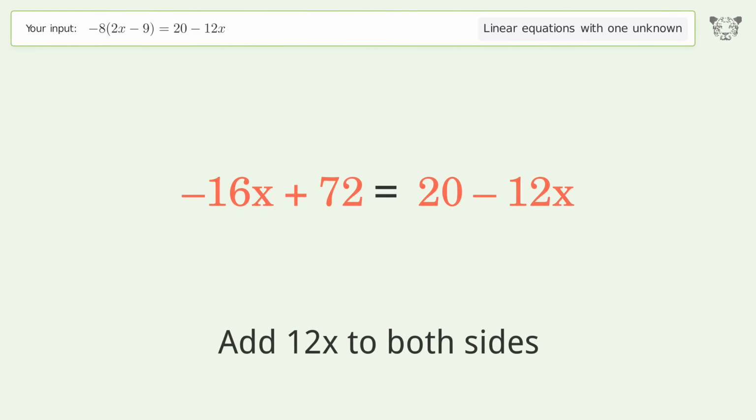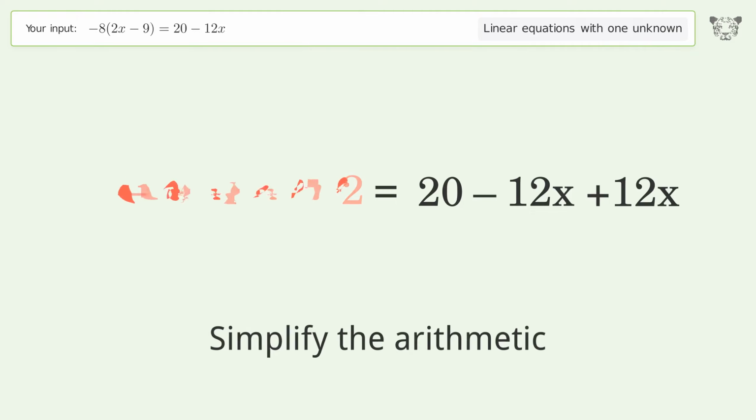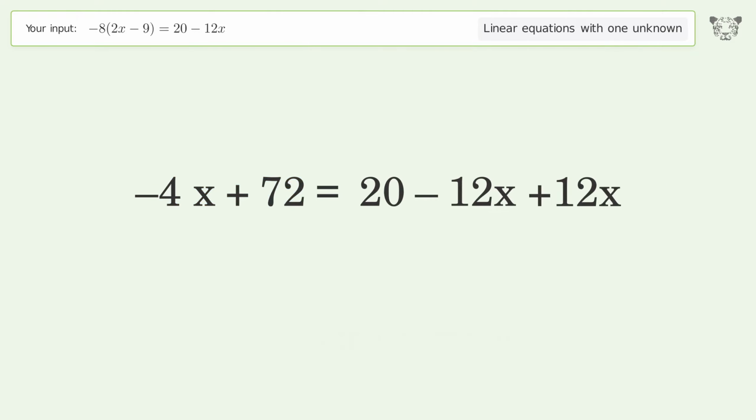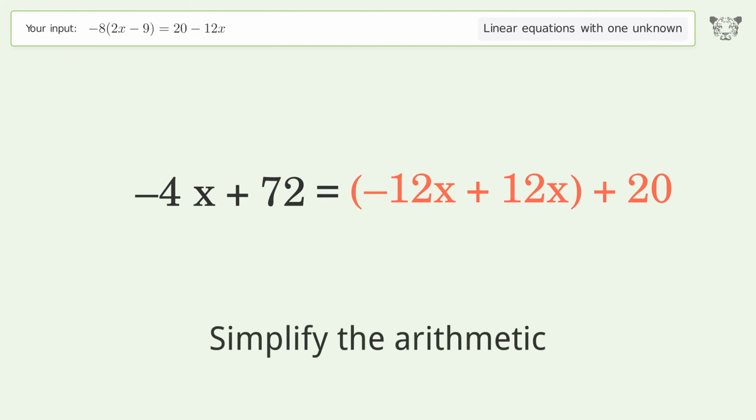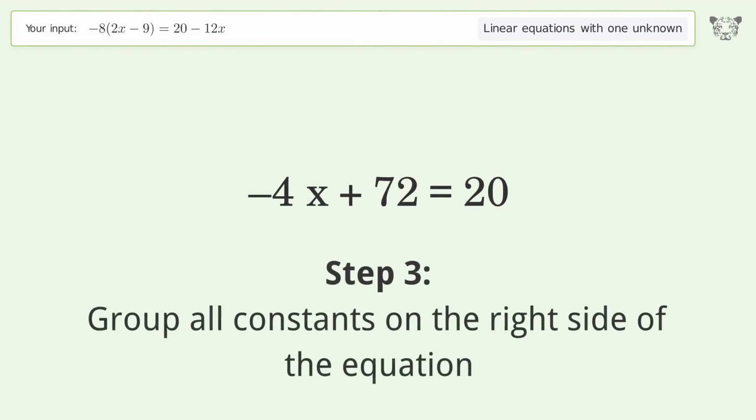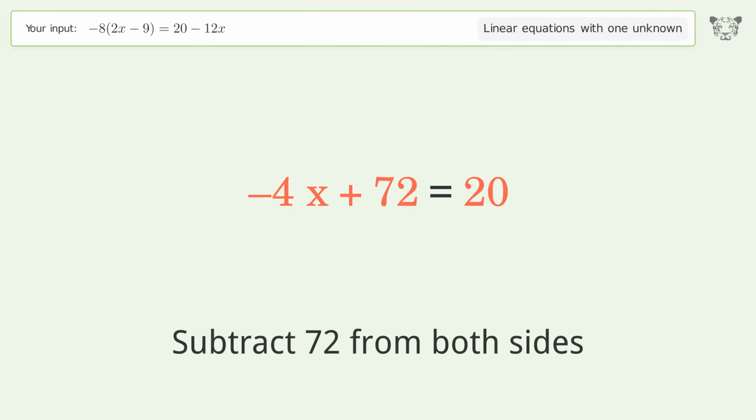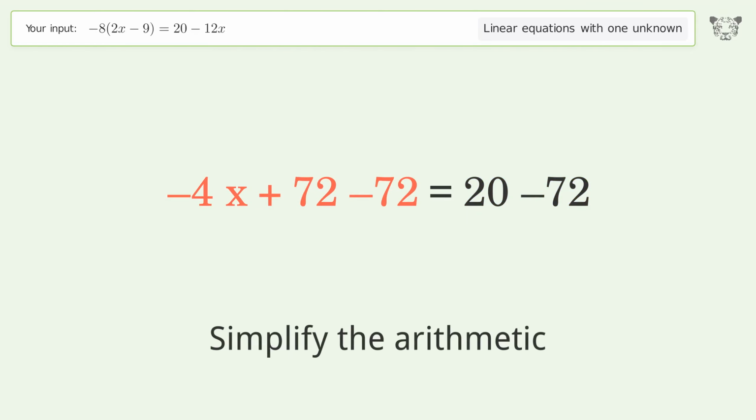Group like terms. Simplify the arithmetic. Group like terms. Simplify the arithmetic. Group all constants on the right side of the equation. Subtract 72 from both sides. Simplify the arithmetic.